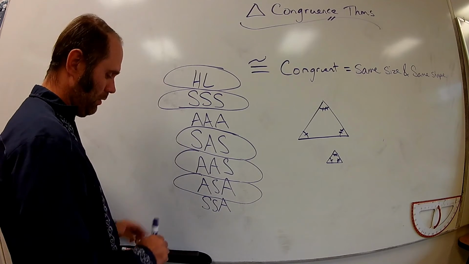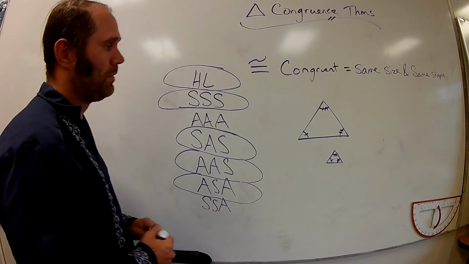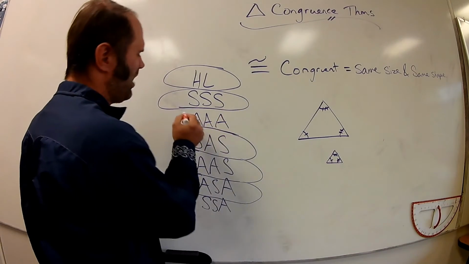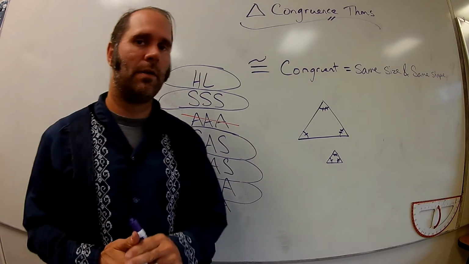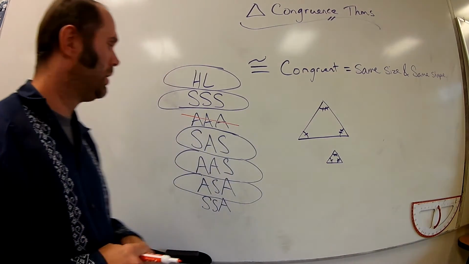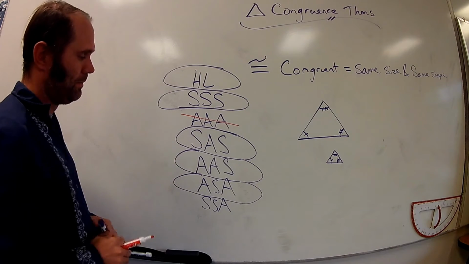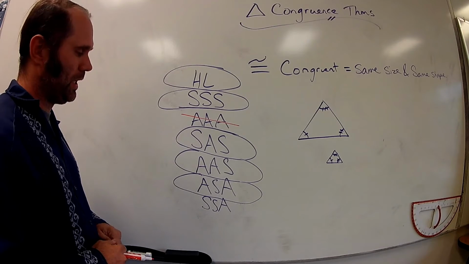Angle, angle, angle might be congruent. They might have the same size, but we don't know it. This is not enough information. We would need to have another side. If we had angle, angle, angle, and a side, we're good to go. But that's angle, angle, side. So this is the minimum amount of information that you need.